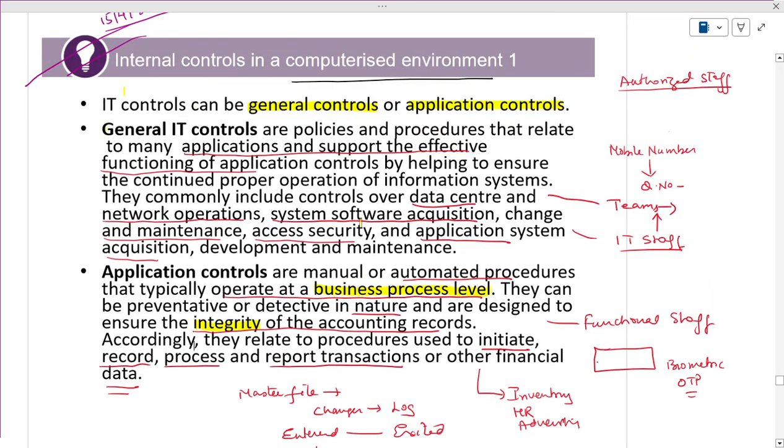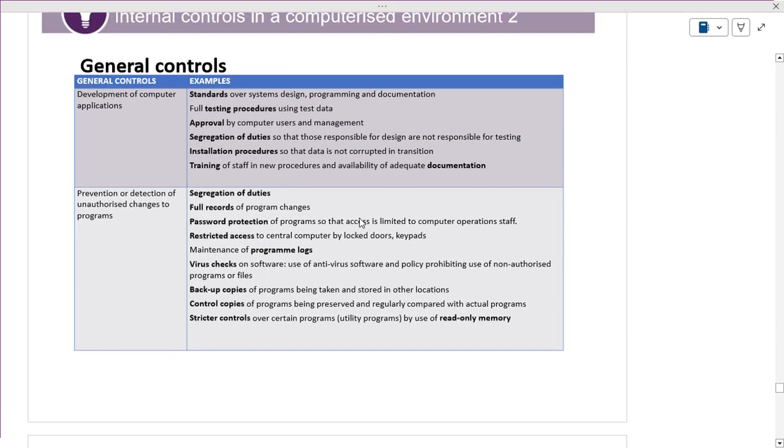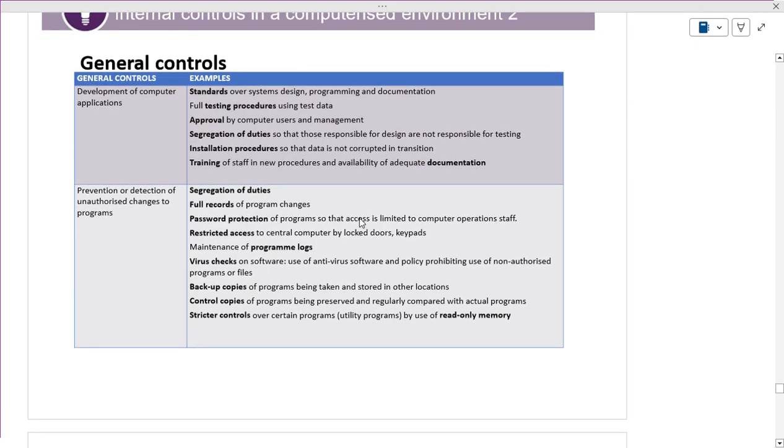General controls. I am telling you, in very few cases they focus on this, maybe we will check, but it is very important for controls and tests of controls. What are the general controls? They gave examples, and examples are very important. You are talking in terms of development of computer applications.